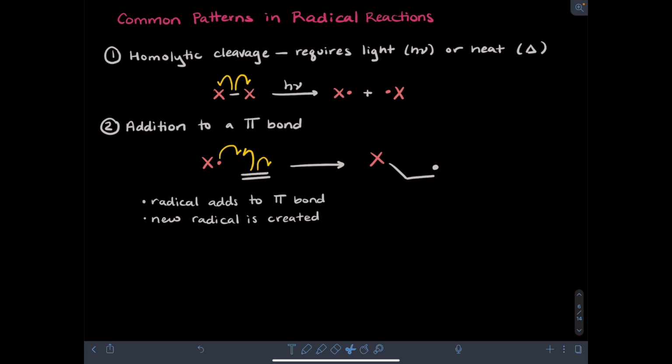Notice that in this addition to a pi bond type of pattern, a radical is adding to the pi bond, and you start out with 1 radical, and the product has a new radical that has been created.